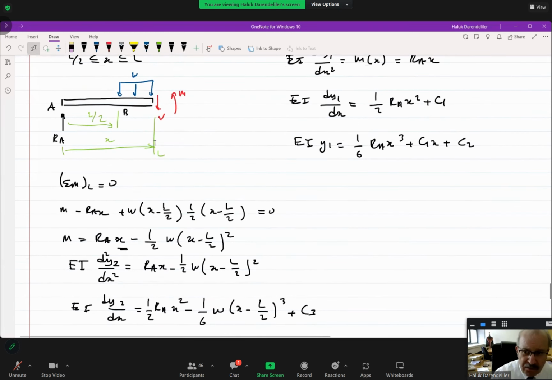Look at that equation. When x is 0, this is 0, this is 0, this is 0. So what you get? C2 is 0.